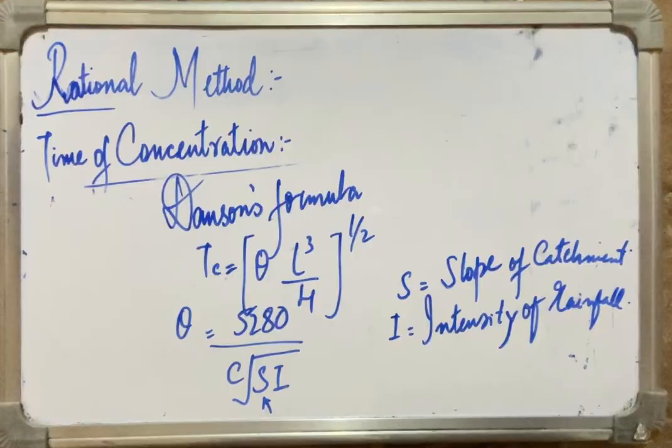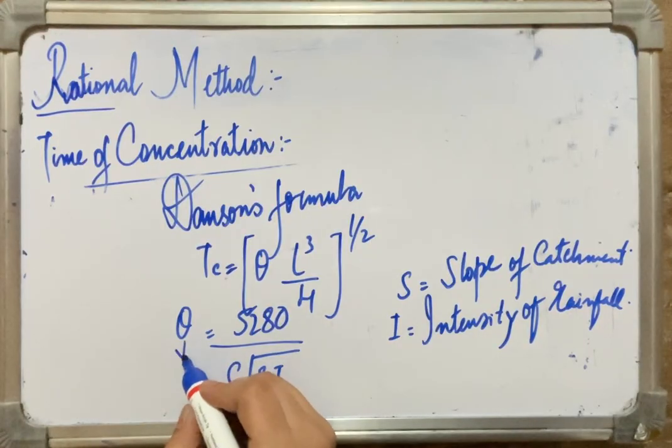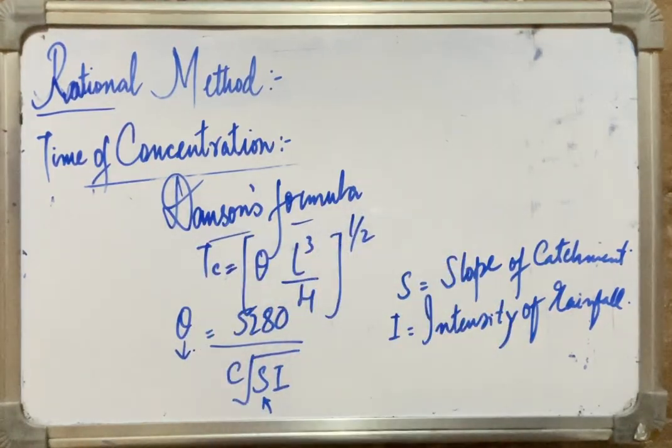All other things like L, H and Tc have the same meaning as discussed in the previous equation. This theta from Danson's formula and phi from the Richards formula depend on the intensity of the rainfall and the nature of the soil in the catchment area, because we have a table wherein we can relate intensity of rainfall with the type of soil. We'll study that when we do numericals on this topic. So this was about Danson's formula.